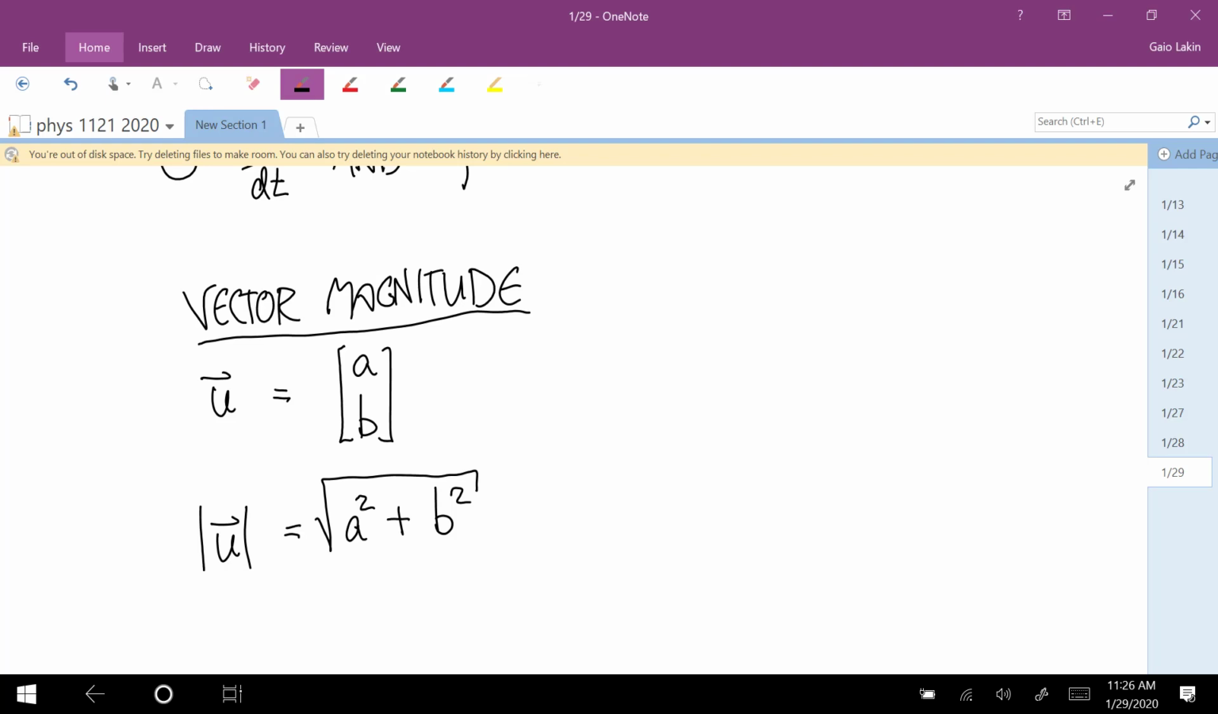And it makes sense if you think about the vector and the components making up a right triangle. If this is A and this is B, and this is the magnitude of the whole vector, then it has to satisfy the Pythagorean theorem.